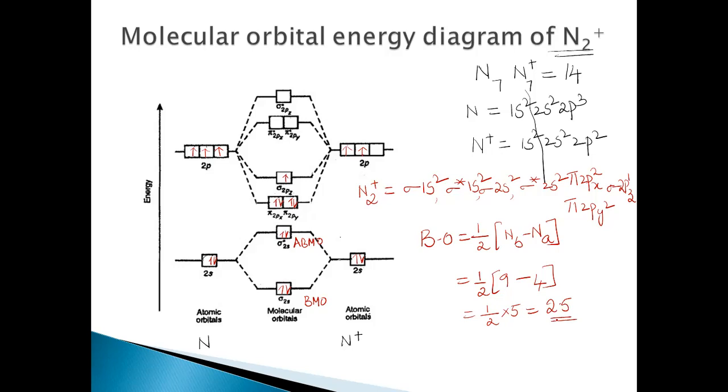So here the molecule is stable because the bond order is positive and more than 2, and they do exist. And when you come to the magnetic behavior, since there is one unpaired electron, you can see here in sigma 2pz, so it is paramagnetic in nature.